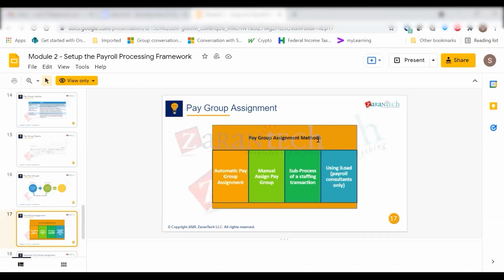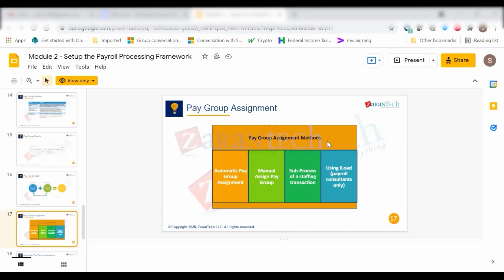We already spoke about pay group assignment method, but this is how we assign pay group to employee. First option is configure automatic pay group assignment, and rule will take care of it. Second, manually assign pay group, which is through that business process called assign pay group. Third is sub process of a staffing. As I explained, assign pay group can be run independently or can be a sub process to hire, can be a sub process to change job, or do a mass upload like a EIB.